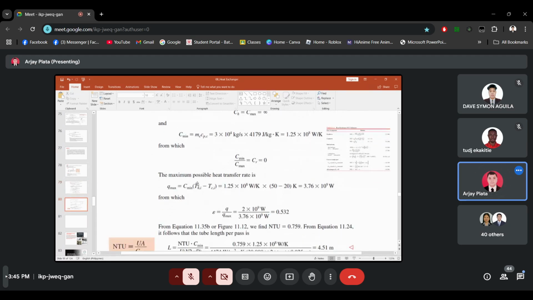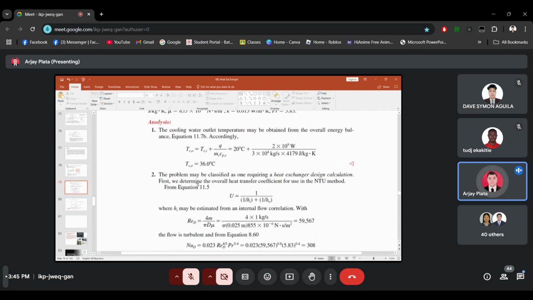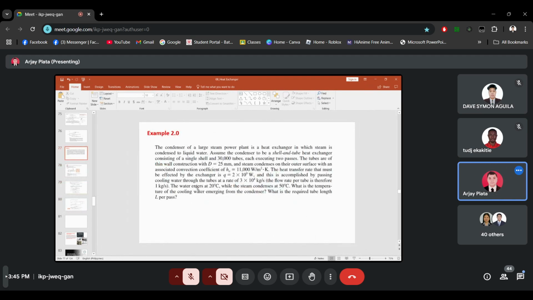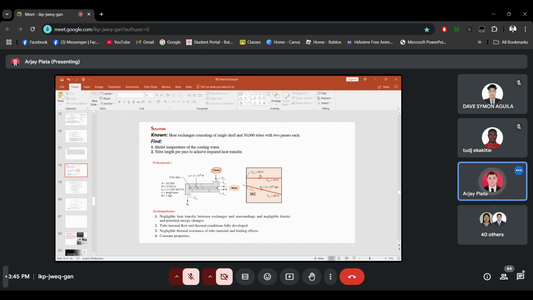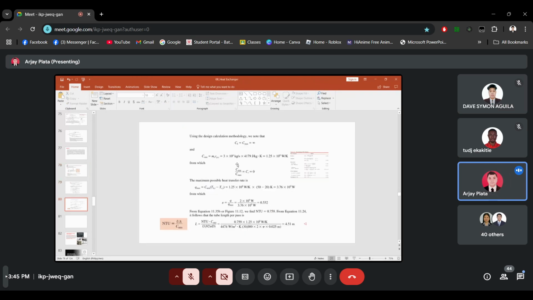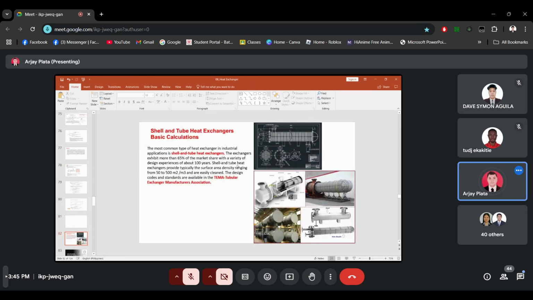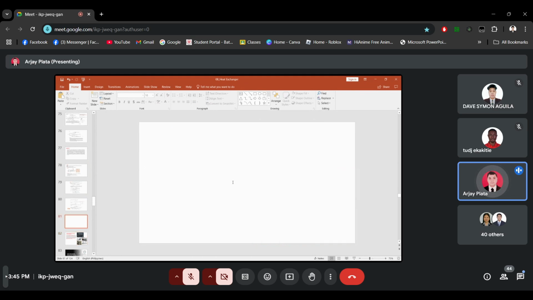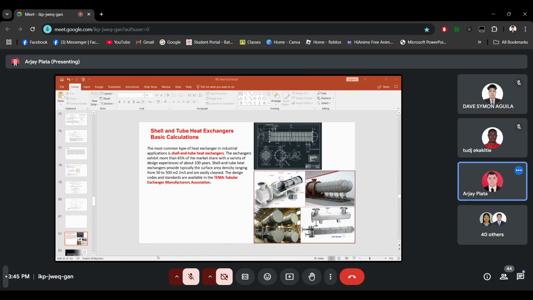Okay, so we are already done with solving the required outlet temperature, which is 36 degrees, and the tube length per pass to achieve the required heat transfer. The answer is 4.51. Thank you. Do you have any question? If you don't have any question, let's proceed with another topic.